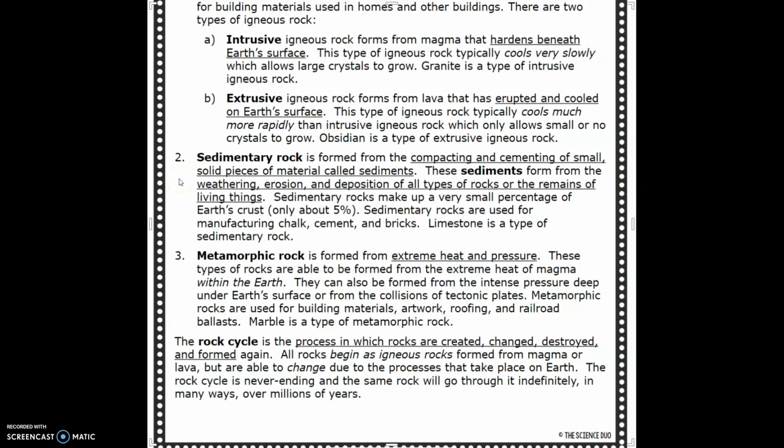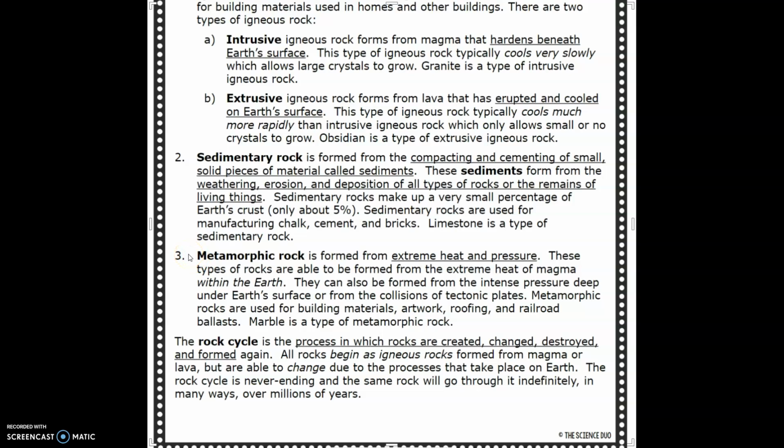Sedimentary rock is formed from the compacting and cementing of small solid pieces of material called sediments. These sediments form from the weathering, erosion, and deposition of all types of rocks or the remains of living things. Sedimentary rocks make up a very small percentage of Earth's crust, only about 5%. Sedimentary rocks are used for manufacturing chalk, cement, and bricks. Limestone is a type of sedimentary rock.